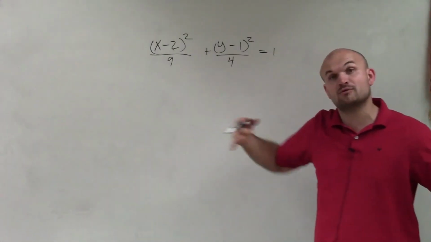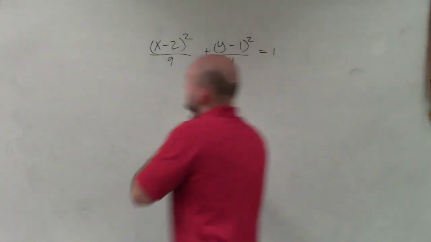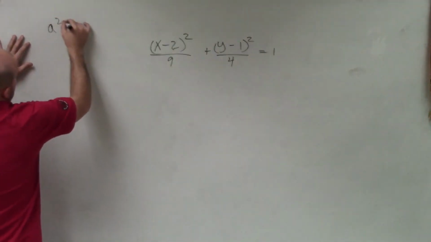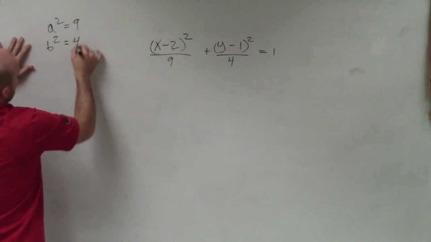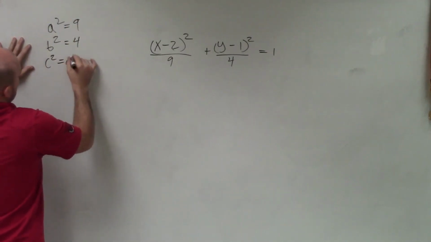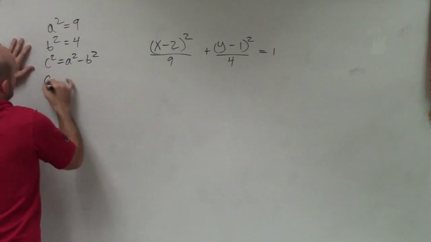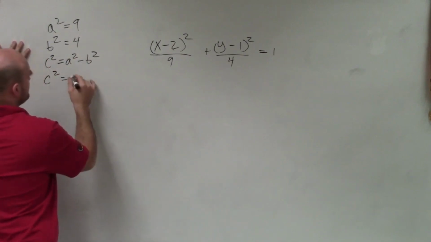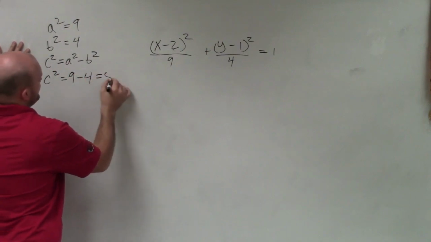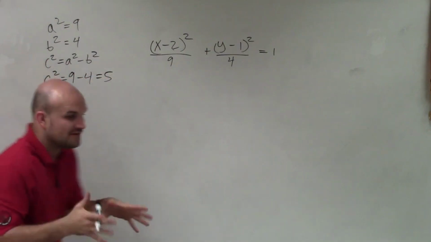And I'm going to do that by first looking at this and identifying the larger denominator, which is always going to be my a squared, which in this case you can see is 9. So I'll say a squared equals 9. Therefore, b squared is going to be the smaller, which is 4. And c squared is equal to a squared minus b squared. So c squared is equal to 9 minus 4, which is equal to 5. OK, so now I found my a, b, and c.